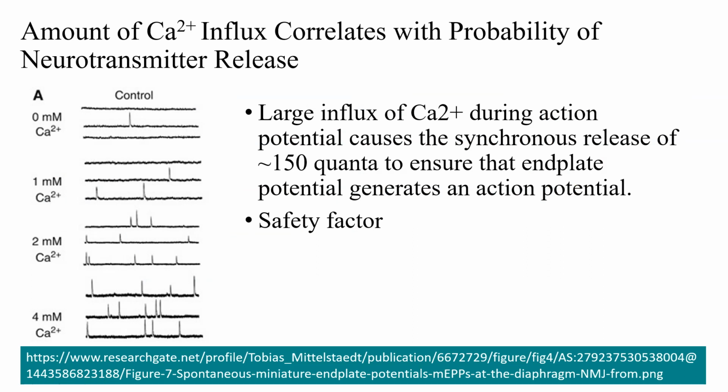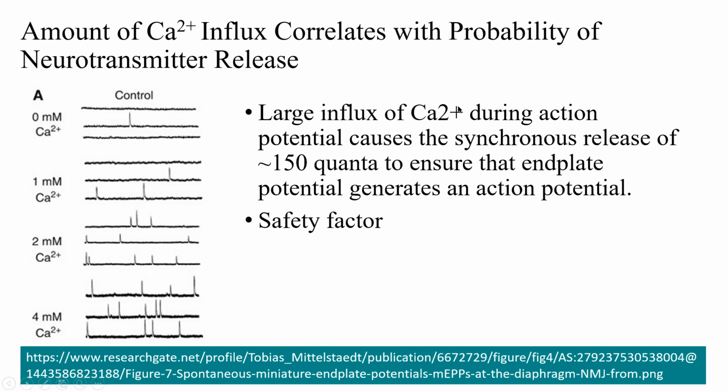So the amount of calcium influx correlates with the probability of neurotransmitter release. You know where the calcium is going? What is the role of calcium? Where are the voltage gated calcium channels located? Presynaptic or postsynaptic? Yes, presynaptic, right? So the amount of calcium influx, how much calcium is going there, is correlated with how much neurotransmitter is released, right? More calcium going, more release. Less calcium going, less release, right?